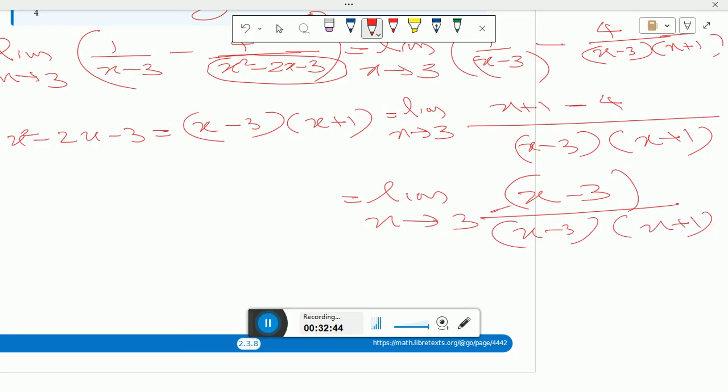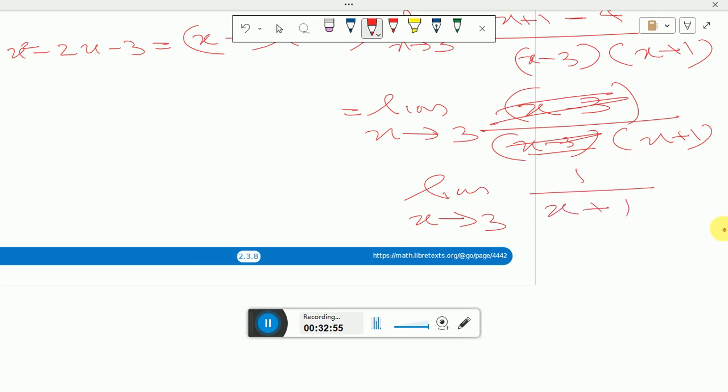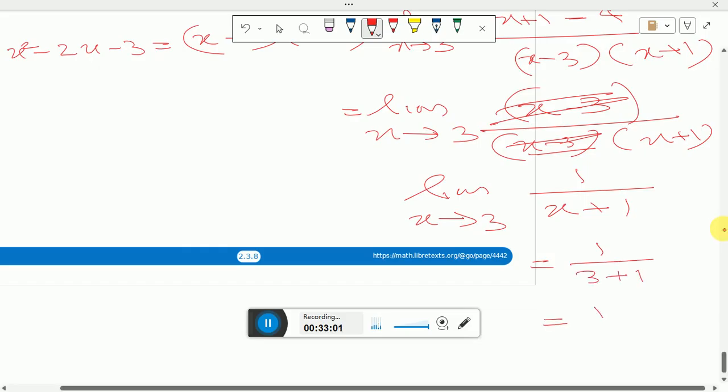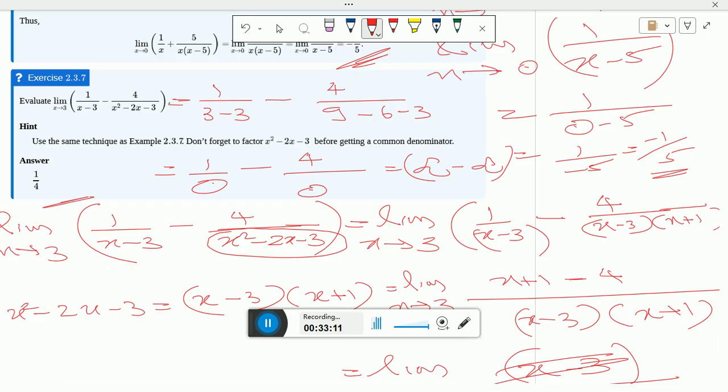Then we can cancel x minus 3 from both numerator and denominator. So my expression is now limit x approaches 3, 1 over x plus 1. Now if I directly apply this, putting x equal to 3, we get 1 over 3 plus 1. So the answer is 1 over 4, which is the answer they give in this question. This is how we can find limit values. That's all about the limit calculations.